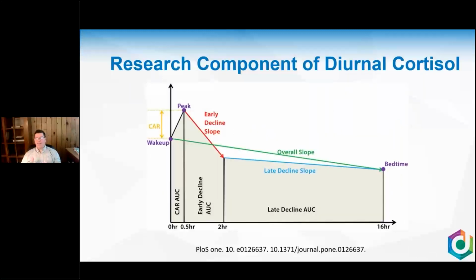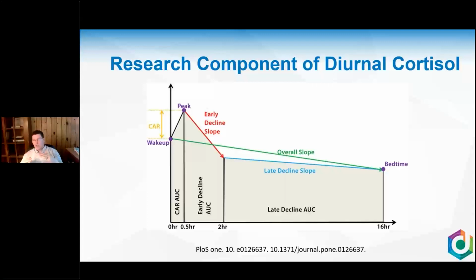But if you dive into the research components of diurnal cortisol in the literature, you'll notice that there are all kinds of things being measured. So the cortisol awakening response is one, but in the literature, people are measuring the slope from the peak down to the early trough that we typically see 2 hours later. The overall slope from awakening to bedtime, that's also being measured. And then even the late decline slope.